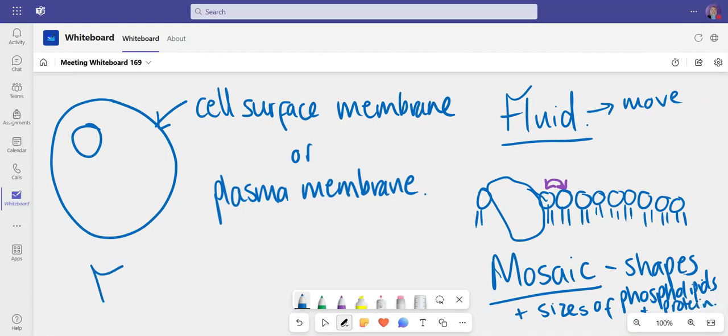Okay, so we call it the fluid mosaic model, and they might ask you to explain what each part of the name means. So what does fluid mean? What does mosaic mean? If they just ask you in general, what does it mean? Make sure you explain fluid and you explain mosaic. All right.